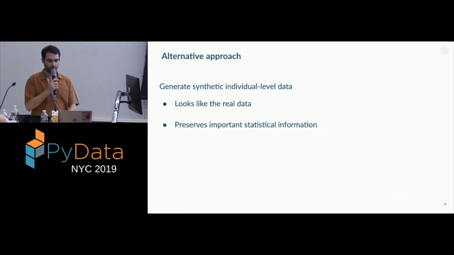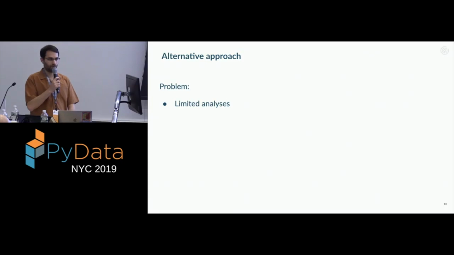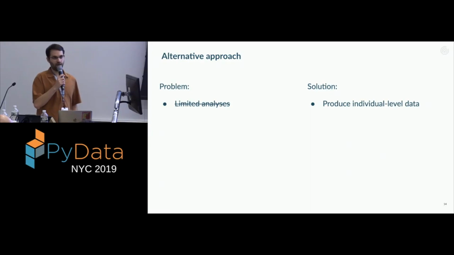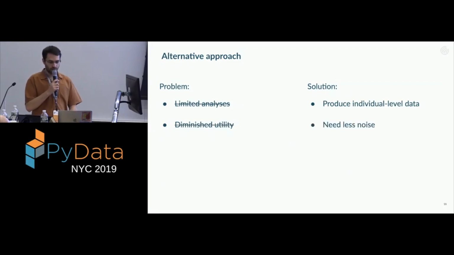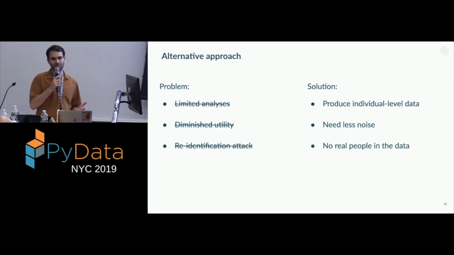So how does this help with the problems we saw before? For the problem of limited analyses, because we're producing individual level data, this mostly goes away, right? The data is in the same format as what came in as the real stuff, and so any analysis that you could have run on the original data, you can run on this fake data. The diminished utility issue that we saw with adding noise, we'll see that you need much less noise with this kind of an approach to still protect privacy. And so we'll be able to have data that has much more information in it. And with respect to the risk of a re-identification attack, because there are no real people in the data, right?